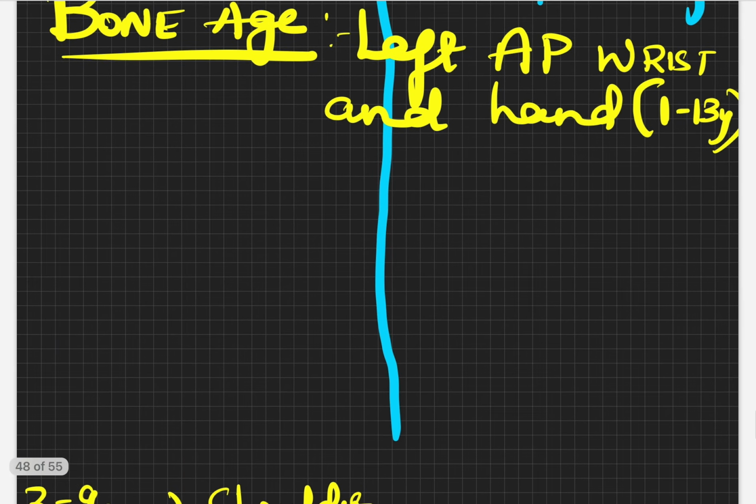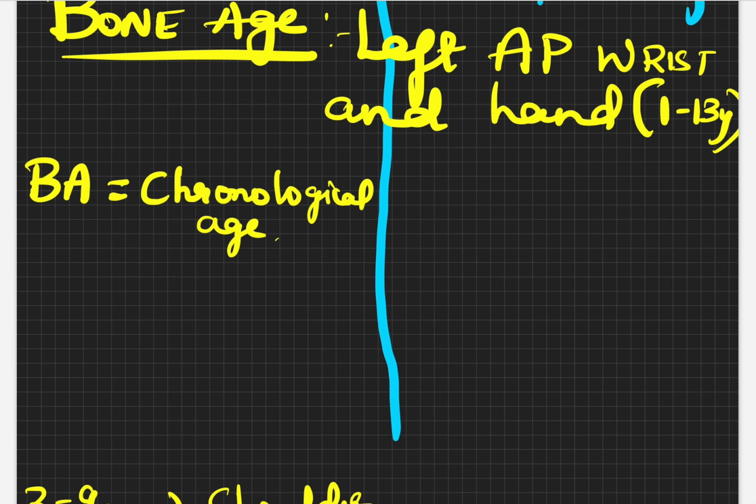So why do we have to take bone age? We compare bone age with chronological age and height age. In familial short stature, bone age is equal to chronological age. Bone growth is equivalent to chronological age. As per the age, bone growth is there. Because of genetic potential, the child is not growing.